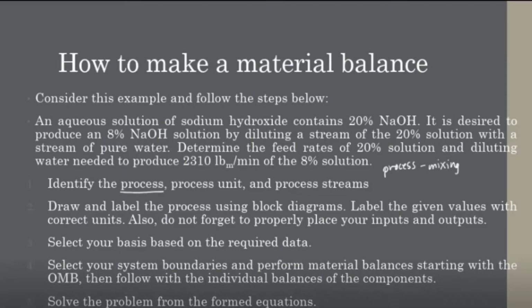Next, let's identify what is our process unit. If you will remember, the process unit is an apparatus or equipment that is used to carry out the process. So what equipment do you need if the process is mixing? The answer is you need a mixer. So therefore, the process unit is a mixer.